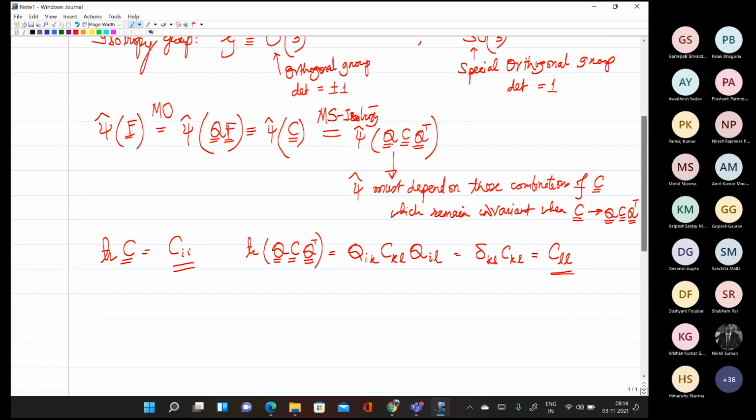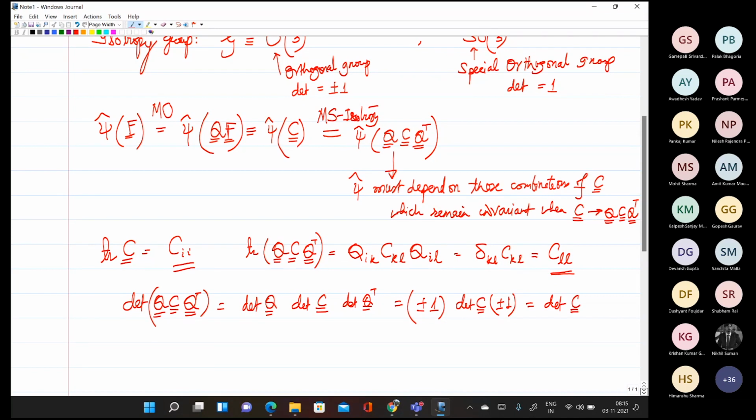Likewise, if you think of the determinant of C, or rather I should find the determinant of QCQ transpose, that's going to be the same as determinant of Q into determinant of C into determinant of Q transpose. But determinant of Q is plus minus 1. So you get plus minus 1 into det C into plus minus 1, which is equal to det C. So you can see the determinant is also invariant. Can someone think of any other invariant?